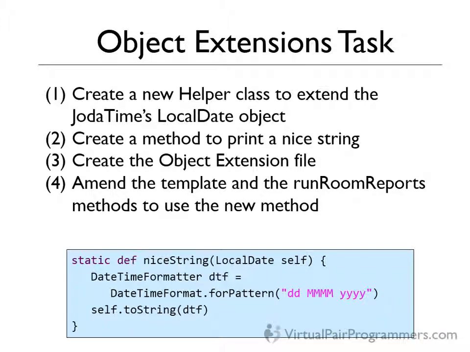So create this in a helper class, then create the object extension file to add this niceString method into the local date object, the Joda Time local date, and then let's amend the template and the hotel reports to use this new method. One thing just to be aware of, when you create this niceString method, you will need to import the DateTimeFormatter and the DateTimeFormat objects. These are both part of the org.joda.time.format package. So pause the video and give this a go. As usual, you can press resume for a walkthrough or look at the sample code if you get stuck.